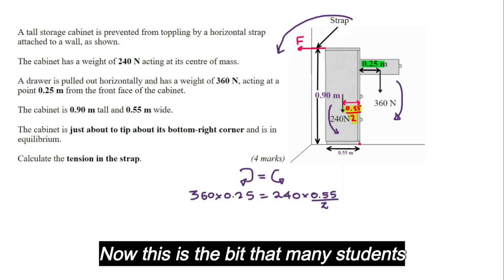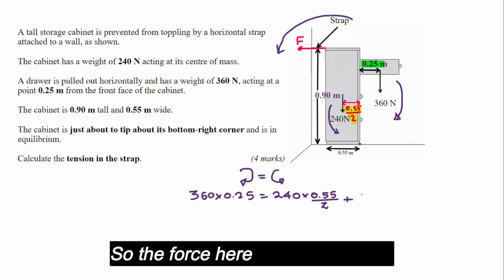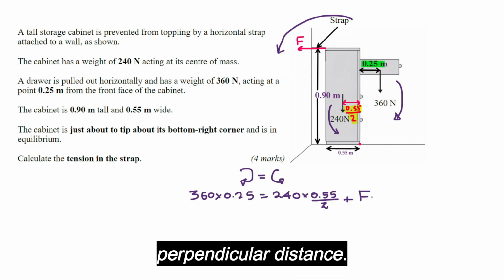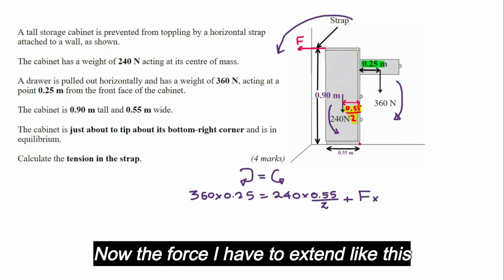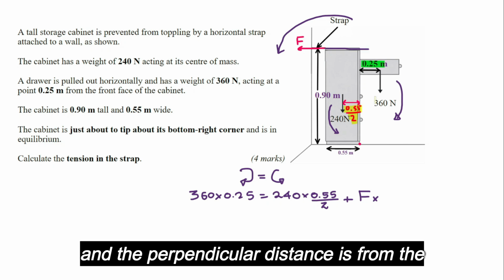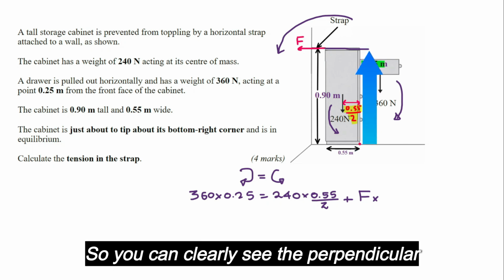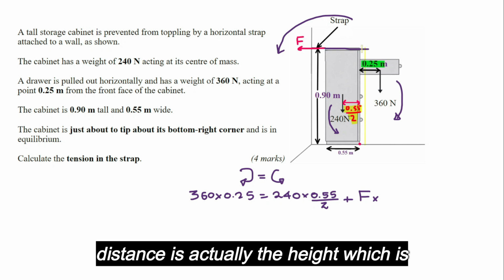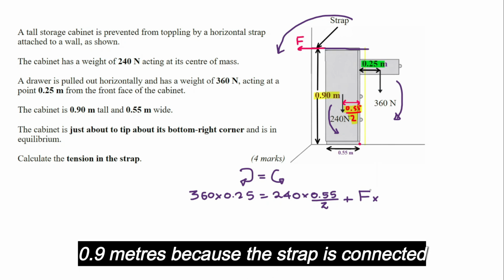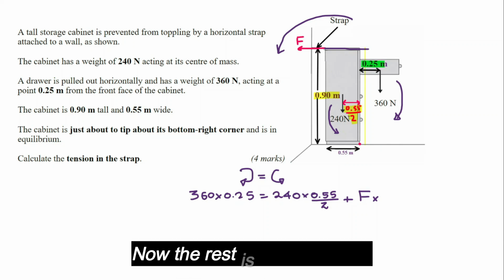Now this is the bit that many students struggle with. So I'm going to add this to here. So the force here is F multiplied by perpendicular distance. Now the force I have to extend like this, and the perpendicular distance is from the pivot to here. So you can clearly see the perpendicular distance is actually the height, which is 0.9 meters, because the strap is connected to the top end here. So multiplied by 0.9.